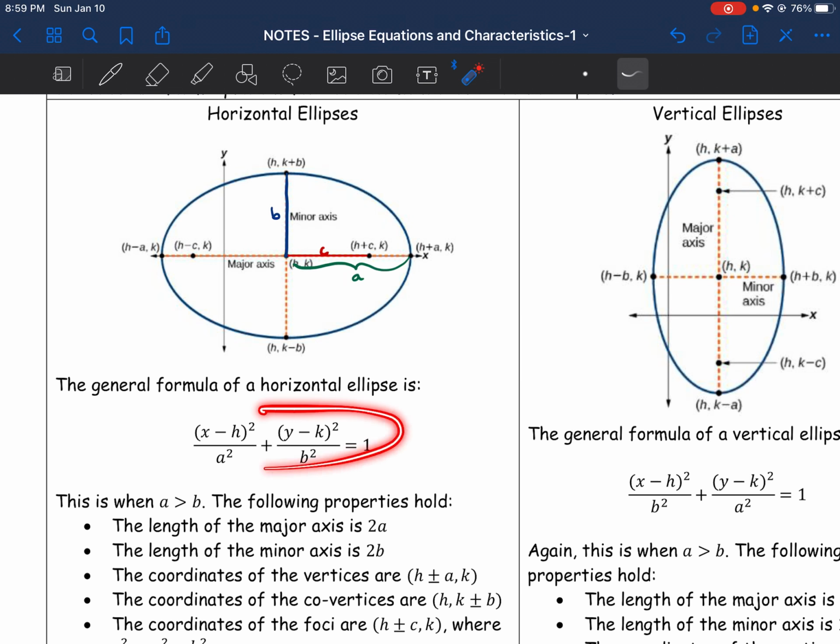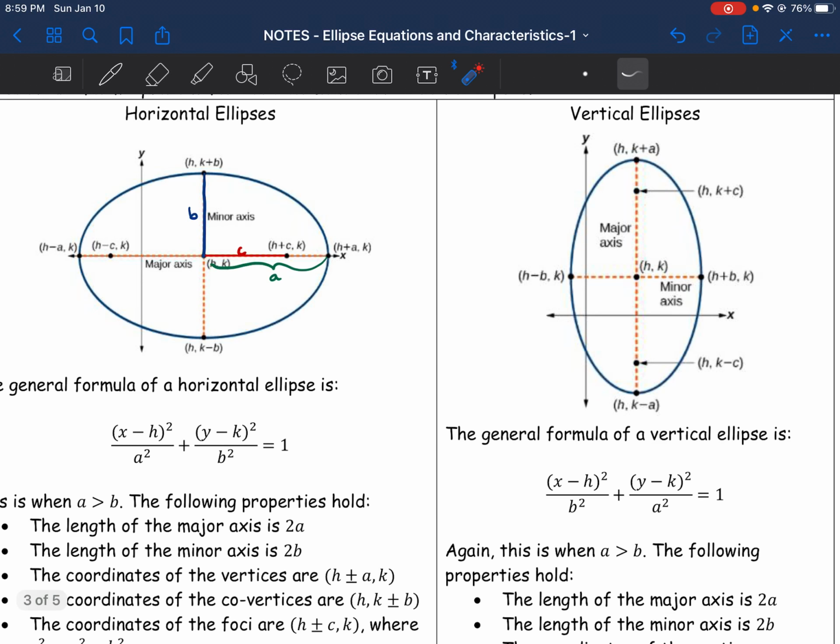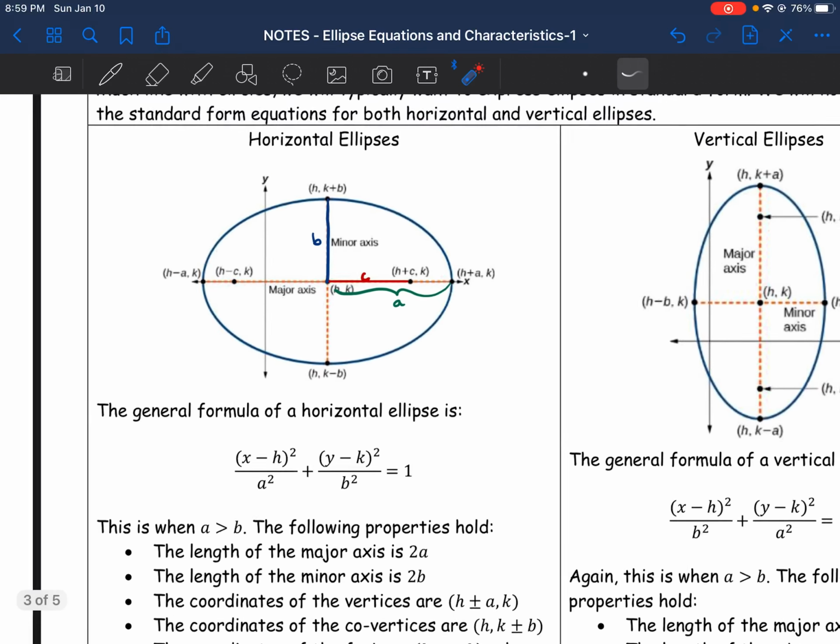Now, this is the formula. And again, A is always going to be greater than B. So notice that if A is greater than B, then A squared is also going to be bigger than B squared. So when the largest number is underneath the x variable, we have a horizontal ellipse. It's going to be different for a vertical ellipse. Notice for a vertical ellipse, again, if A is bigger than B, that means the largest number is underneath the y variable. So depending on where the largest denominator is, that's going to determine whether we have a horizontal ellipse or a vertical ellipse.